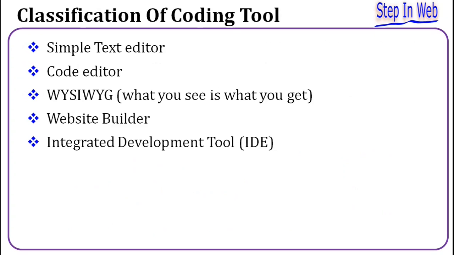We can classify our coding tools into simple text editors or code editors, what you see is what you get, website builders, and integrated development tools. The second category of people can use the what you see is what you get tools and website builders. And the third category of people should study the code editor.